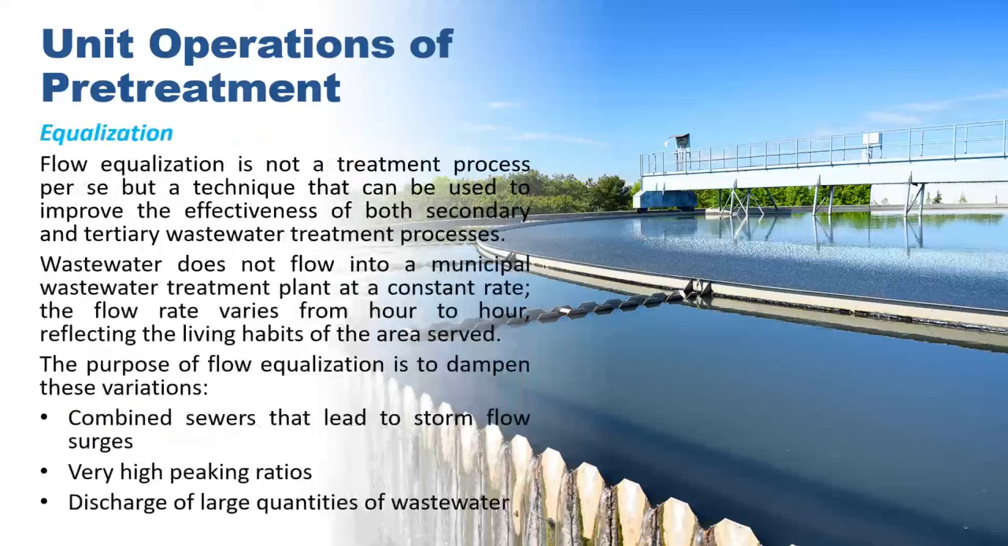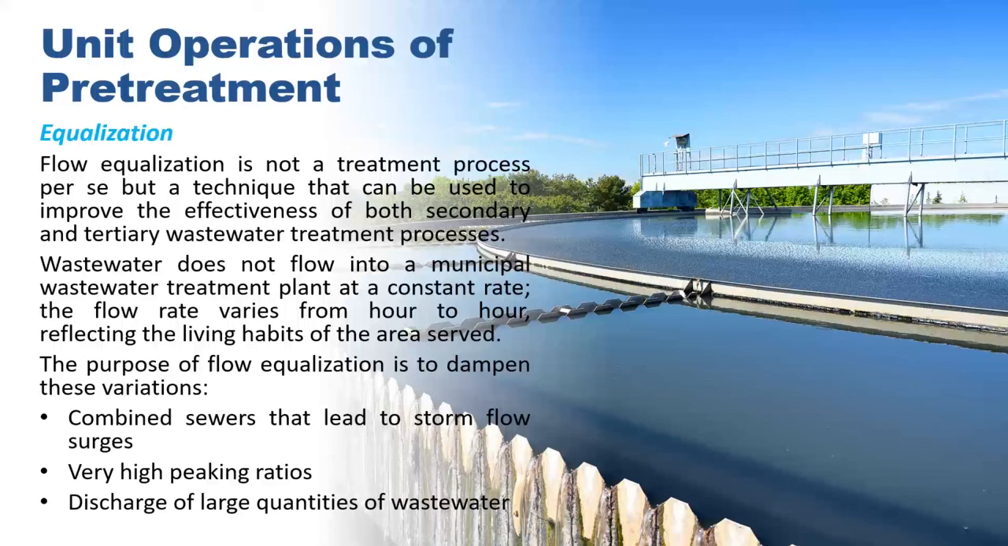Now for the last unit operation of pre-treatment, which is the equalization. It is not a treatment process per se, but a technique that can be used to improve the effectiveness of both secondary and tertiary wastewater treatment processes. Wastewater does not flow into a municipal wastewater treatment plant at a constant rate. The flow rate varies from hour to hour, reflecting the living habits of the area served. So the purpose of flow equalization is to dampen these variations.